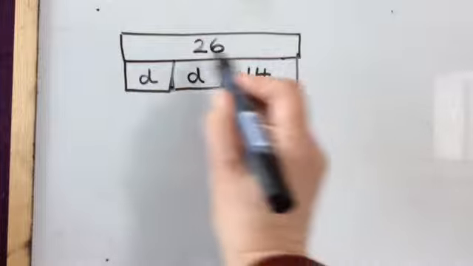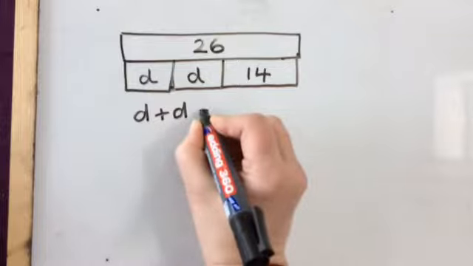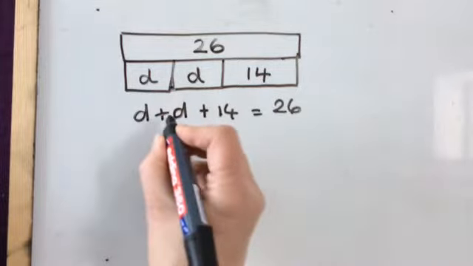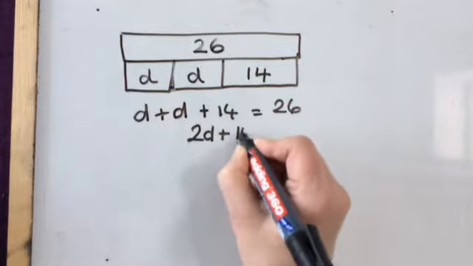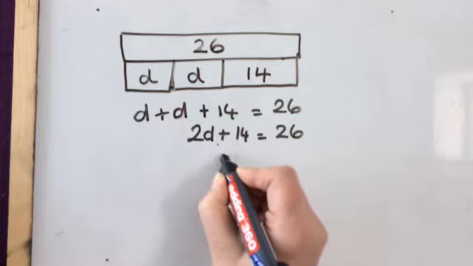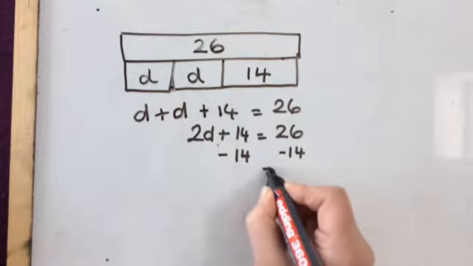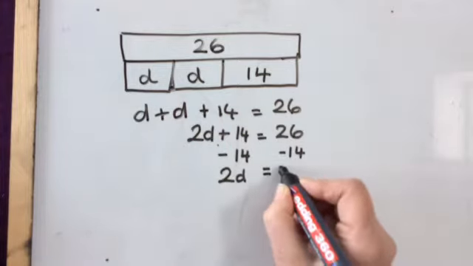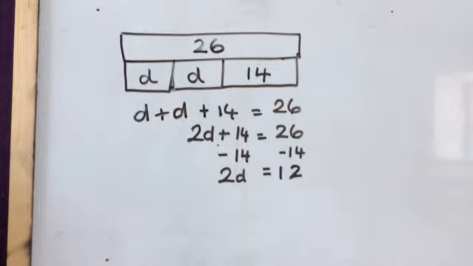So here, of course, we have 26 as our whole, and we know that D plus D plus 14 is equal to 26. Here we know D plus D, so we could say that is 2D to simplify it, plus 14 equals 26. To get rid of this addition here, we're of course going to have to subtract 14 from both sides. So then we would have 2D is equal to 12. So 4 from 6 gives us 2, 1 from 2 gives us 1, so we've got 12.